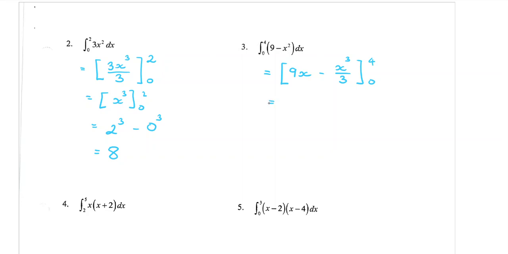Sub the 4 in. I've got 2 terms, so I'm going to use some brackets for this. I'm going to have 9 times 4 minus 4 cubed over 3. That's the first one. Minus, sub the 0 in, which will actually give us nothing, but we're still going to put it down anyway. That whole second bracket will equal 0.